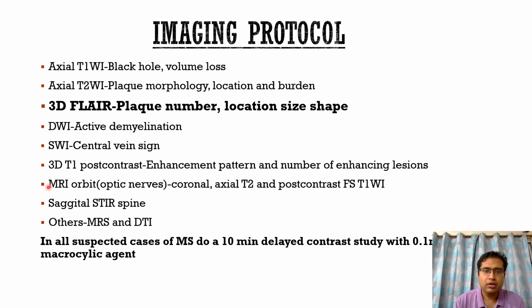Then in any case of suspected or proven demyelination, it is very important to get optic nerve as well as spine screening done along with the brain MRI, because demyelinating disorders have a very high predilection for involving the optic nerves as well as the spine when they are involving the brain. We'll be seeing the patterns of involvement in different demyelinating disorders as we go further in the video. In MRI orbit, coronal and axial T2 and post-contrast fat-sat T1 weighted images are very important, and sagittal STIR spine is more than enough for screening purposes.